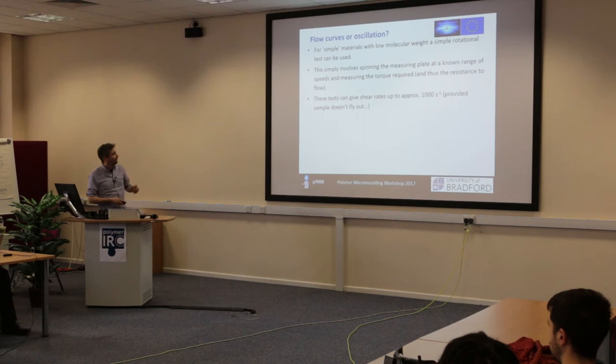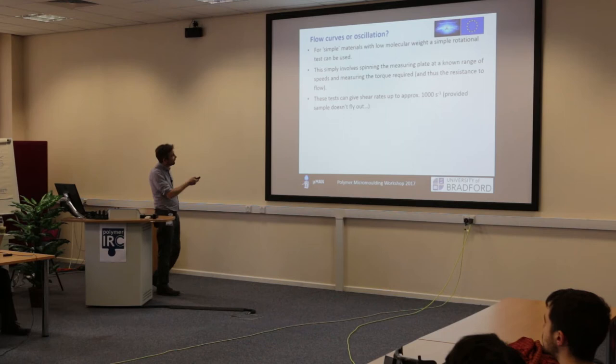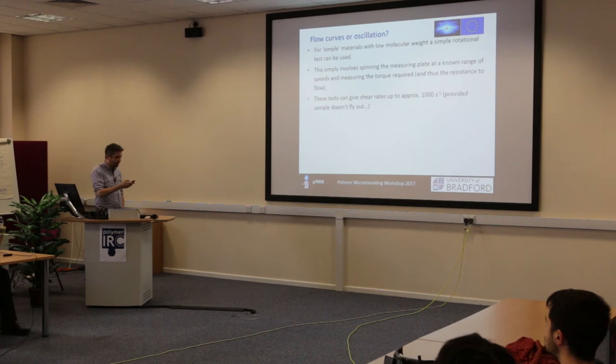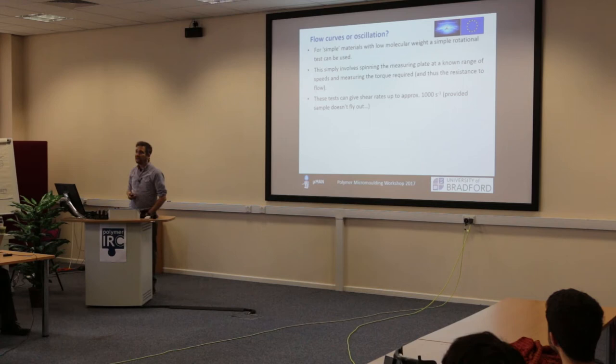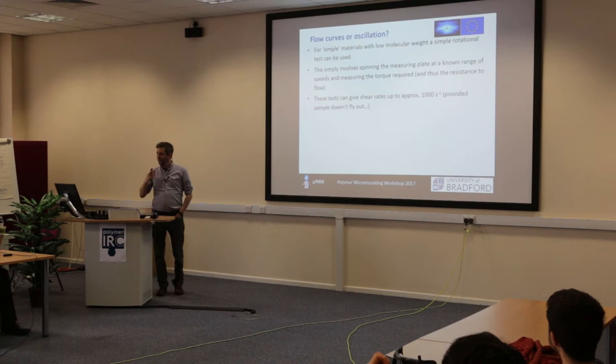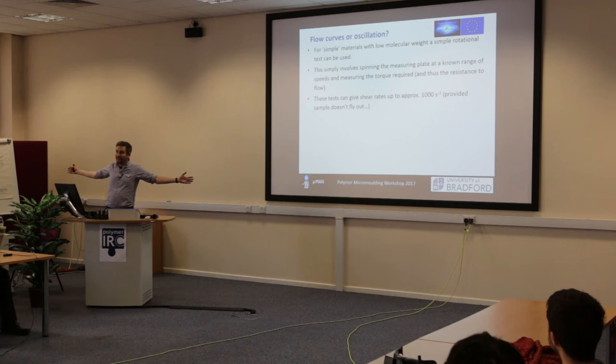But for these simple materials, we can just spin the measuring plate, okay, and we'll get the viscosity out. You can get to around 1,000 reciprocal seconds on a standard rheometer using these tests. When you go above this, what you tend to find is that if you spin fast enough, then everything disappears out of the plate, okay?